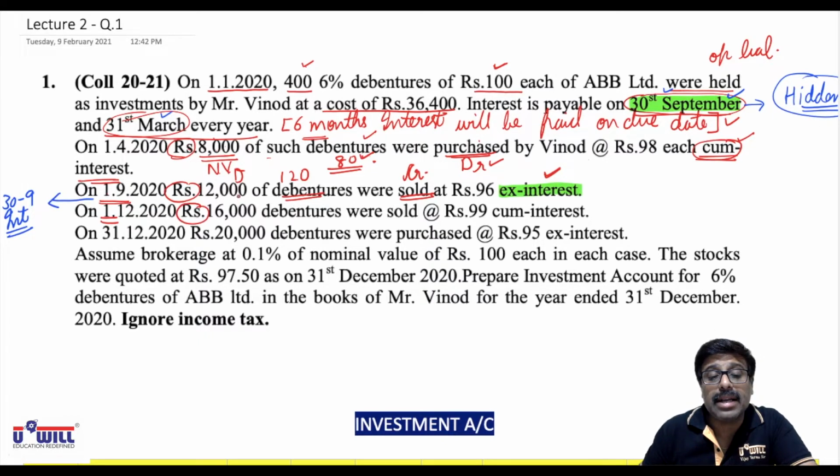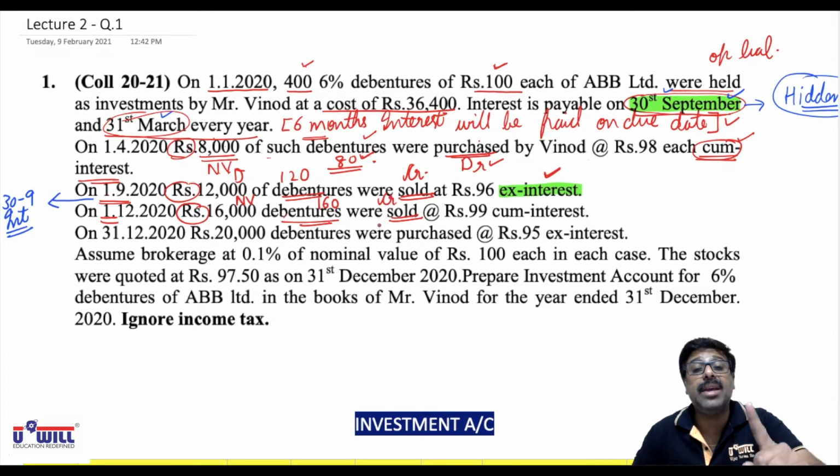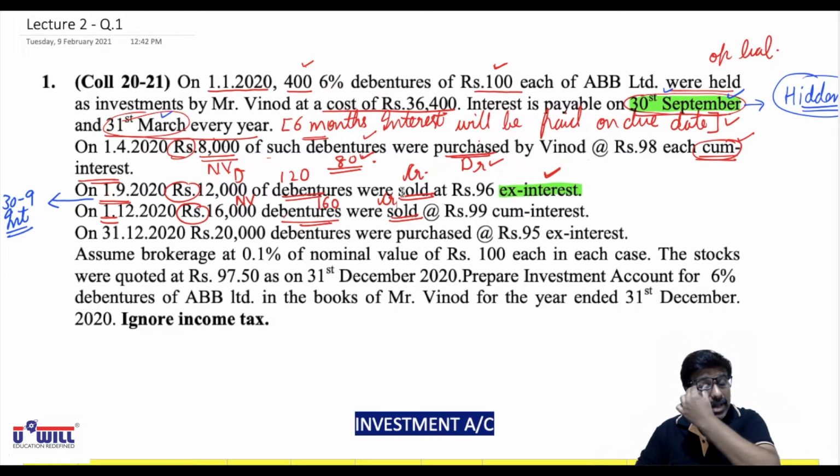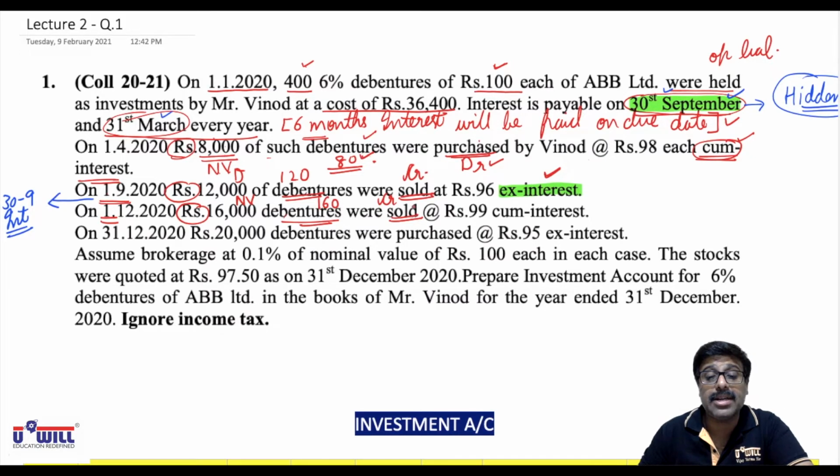Rupees 16,000 again means it is the nominal value of debentures. Now 16,000 divided by 100, we can say 160 debentures were sold. Sold means again you'll write on the credit side PP, purchase and profit debit side, everything else credit side. So sold means it will be recorded on the credit side.